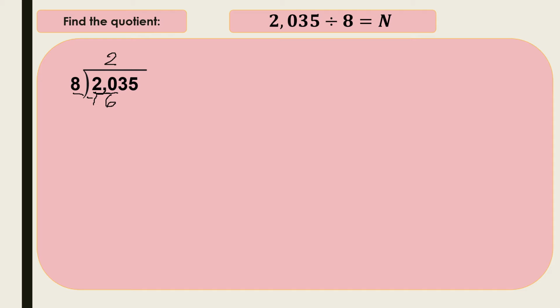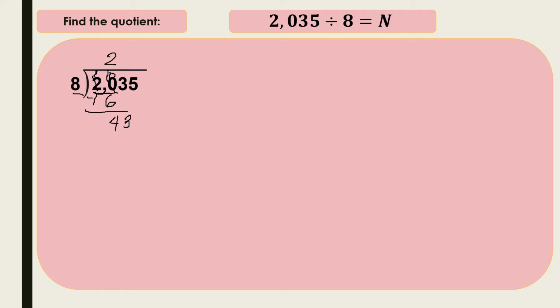Okay, then we have to subtract as the next step. So 0 minus 6 cannot be, so 0 will borrow from 2. So 2 will become 1 and 0 will become 10. So 10 minus 6 is equal to 4. And then after you subtract, we bring down. So we bring down 3. After we bring down 3, we need to repeat the steps.